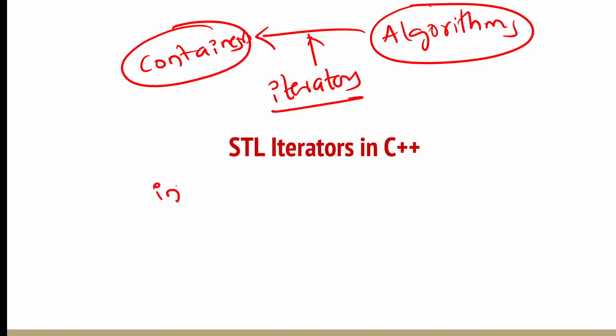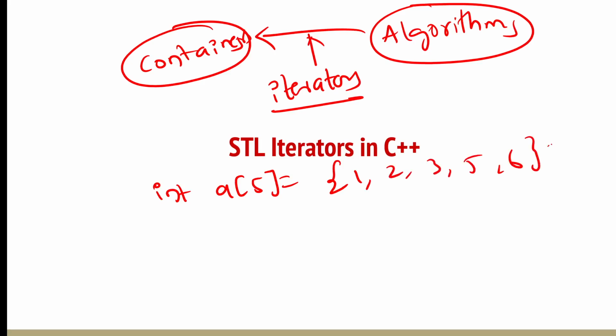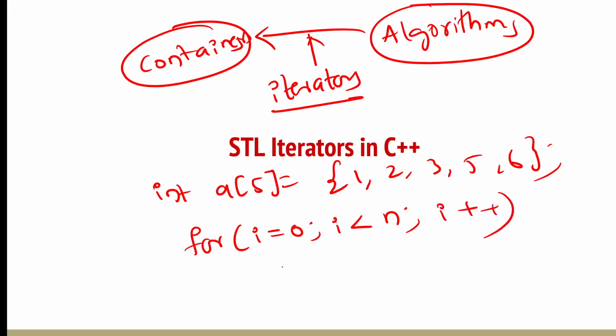See, I have an array int a[5] equal to some elements 1, 2, 3, 4, 5 like this, 5 elements are there. Then I write a for loop here. In any language you write for i equal to 0, i is less than the size, then i plus plus, right. Then here you write cout of a[i]. We write like this. So, what is this doing here?